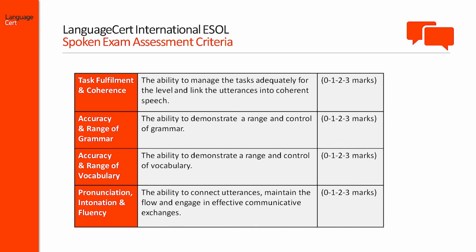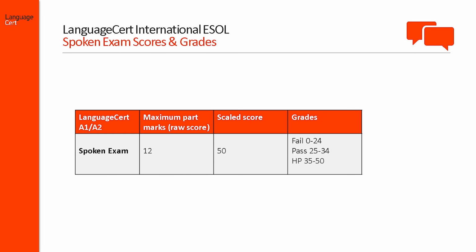Candidates are awarded up to 3 marks per criterion and collect up to 12 marks. The candidate's raw score out of 12 is translated into a scale score out of 50, and successful candidates are those who attain at least 50% of the overall scale score, that is, at least 25 marks out of 50. If they do exceptionally well and collect more than 34 marks, they will be awarded a high pass.